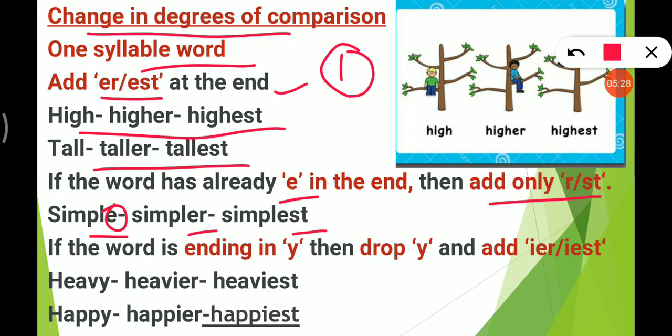Simple, simpler, simplest. If the word is a one-syllable word ending in y, then drop the y and add ier or iest. Look here, this is ending in y, so here we have dropped the y and added ier, and here iest. Heavy, heavier, heaviest; happy, happier, happiest.